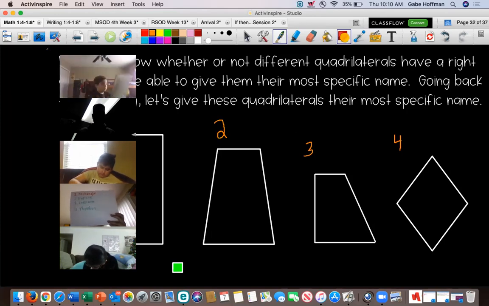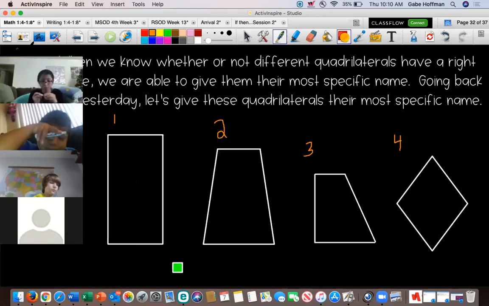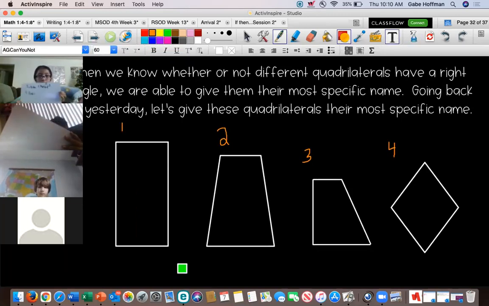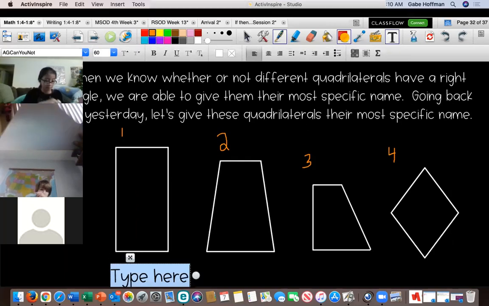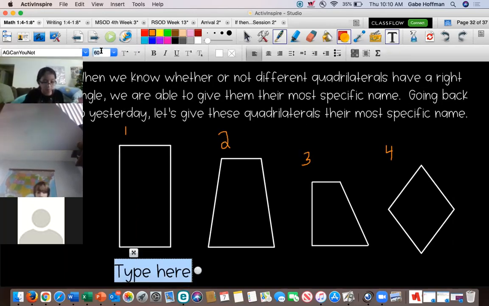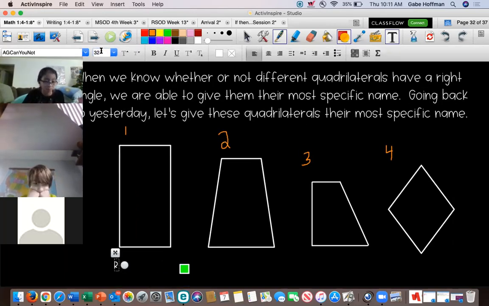All right, go ahead and put those down. Corbin, what did you say that first one's called? A rectangle. Very good. That first one's a rectangle. It does have those right angles.